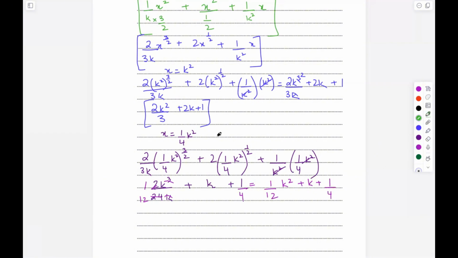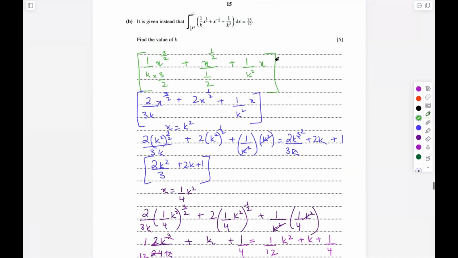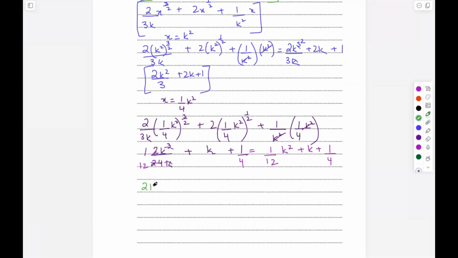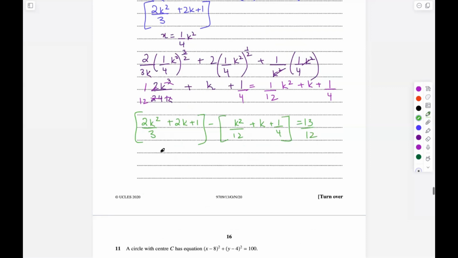Now subtracting the two values for the upper limit and the lower limit, we can equate it to 13 upon 12. So the value with the upper limit was 2k squared upon 3 plus 2k plus 1. And we'll subtract from it k squared upon 12 plus k plus 1 upon 4 and put it equal to 13 upon 12. Okay, so we don't have enough space left over here.